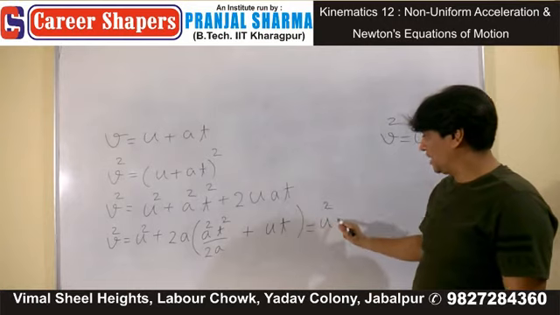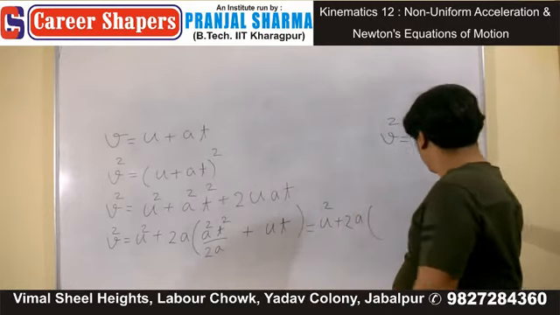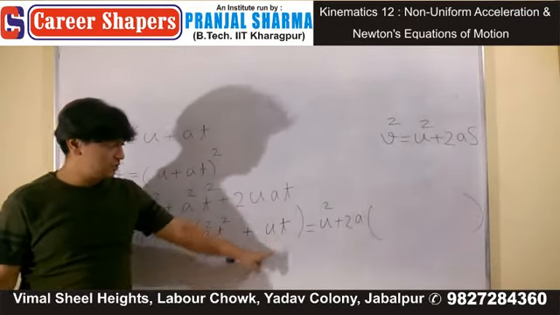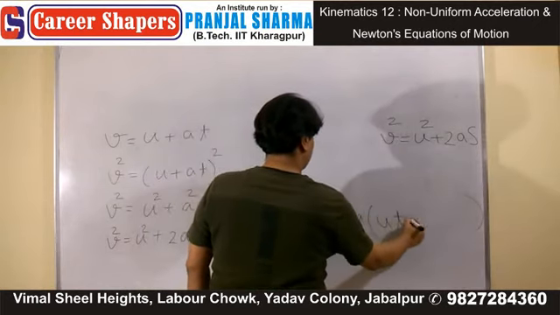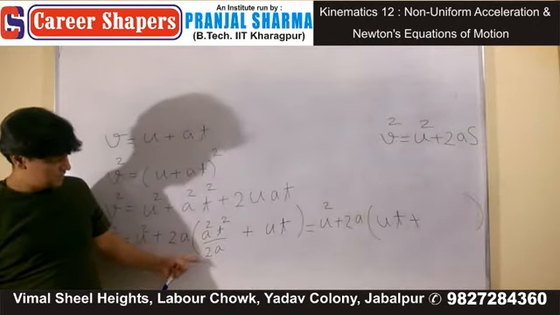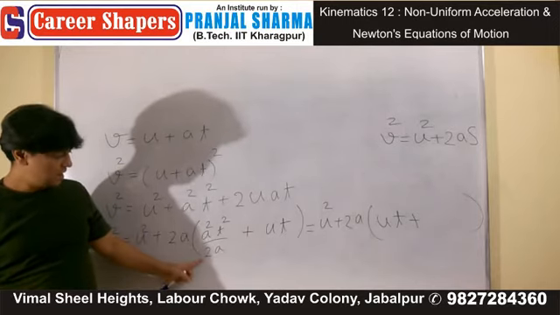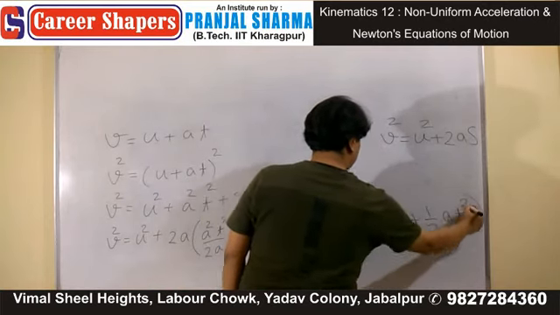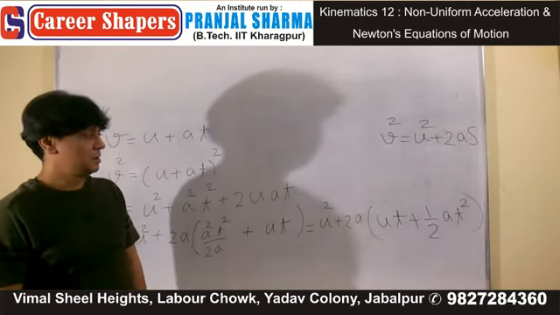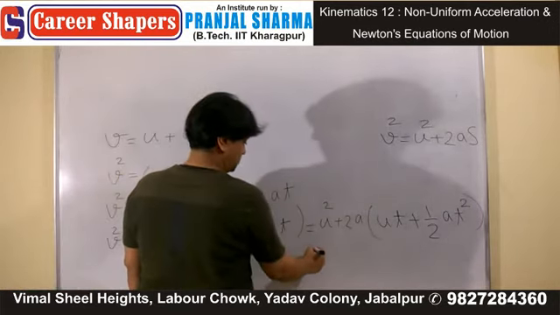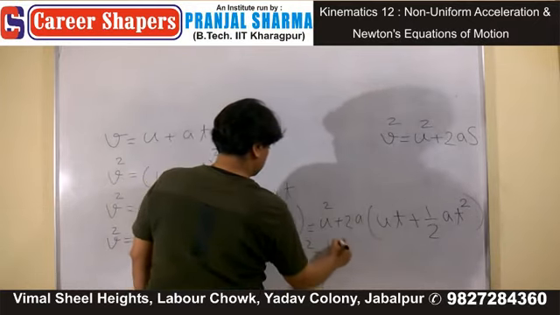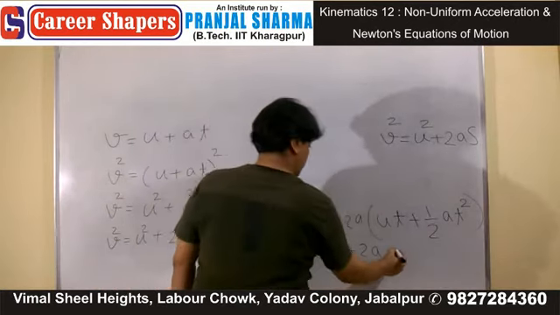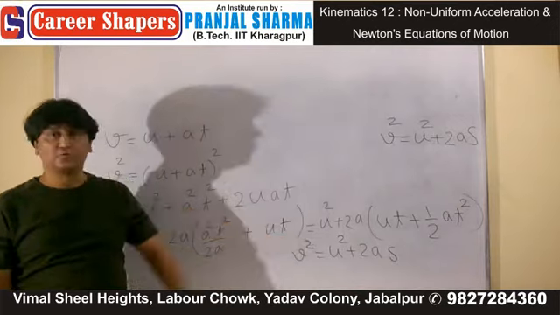This is U square plus 2a. Look at the bracket. Look at the things inside the bracket. I'm rearranging the things. This is ut plus, what is this? An square cancelled, half t square, which is half a t square. Answer. V square is U square plus 2a. What is inside the bracket? S. Development for the third equation.